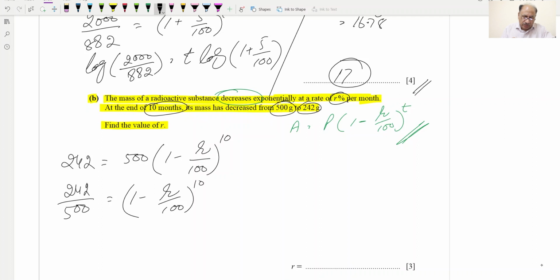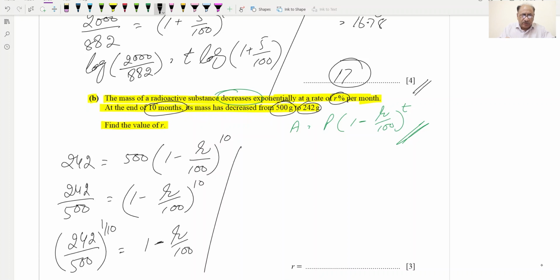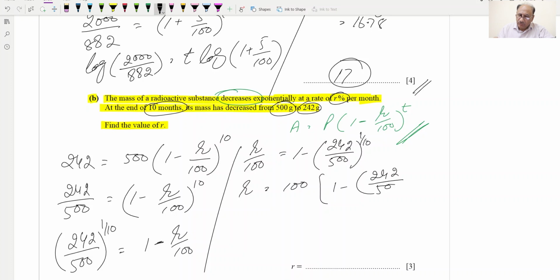Now, to get rid of this power 10, we will take 242 over 500 and take the 1 by 10 power on both sides, and this will be R over 100, and this power is cancelled. Now we can shift the 100 to the other side, so R over 100 will be equal to 1 minus, in brackets, 242 over 500 raised to the power 1 over 10. Now we can shift 100 to the other side, so R will be equal to 100 multiplied by 1 minus 242 over 500 raised to 1 by 10, and the bracket will be closed.